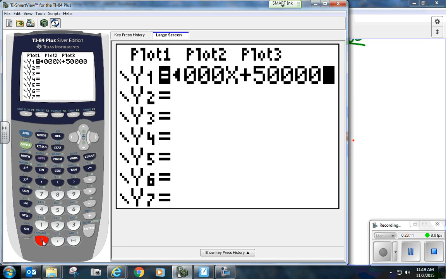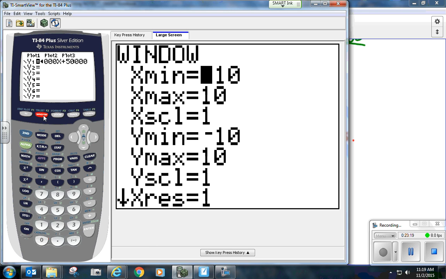Now, if I want to see this graph, what do you think I should change the window to? I'm not going to make it 10 by 10, but it's 50,000. So if I go to my window, let's talk about the x, which is my time. We should start it at 0. How far out do you think we should go? 25 or 30? Why would you say 25? It goes down 2,000 a year for 25 years, and it's worth 0, right? From 50,000 right there. So let's go to 30, because it's just 5 years past.